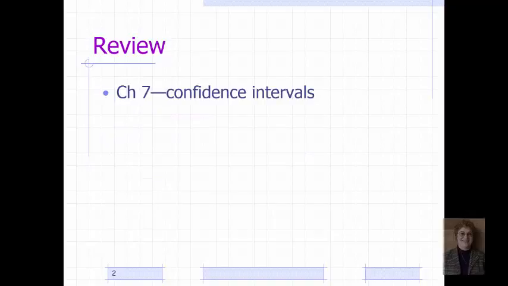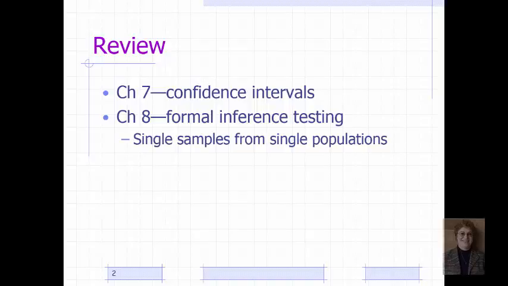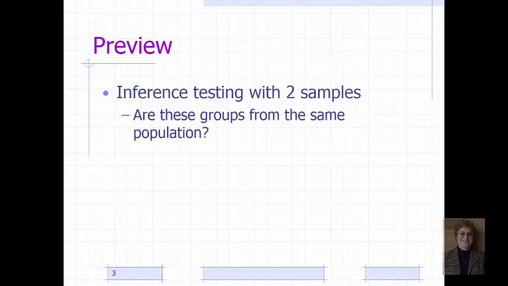So in Chapter 7 we talked about confidence intervals. In Chapter 8 we did formal inference testing of one sample. We used z-tests to test for proportion, and we used t-tests to test for mean. And they were all single samples from single populations. So what we're going to do in Chapter 9 is we are going to do inference testing with two samples. Are these groups from the same population? Are they the same or are they different?